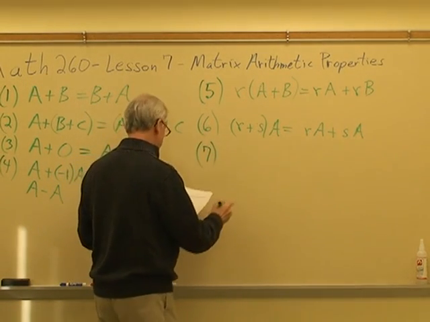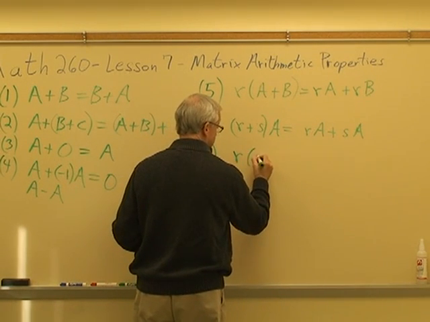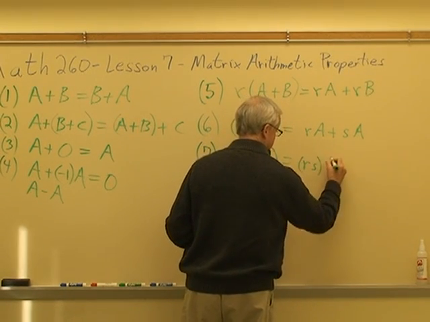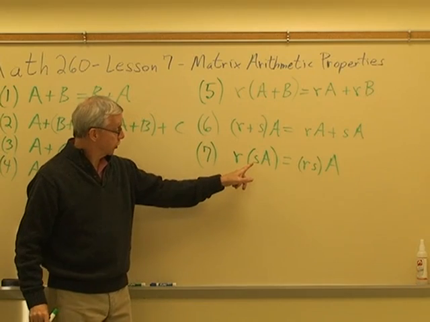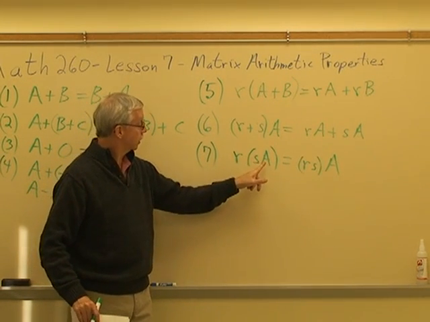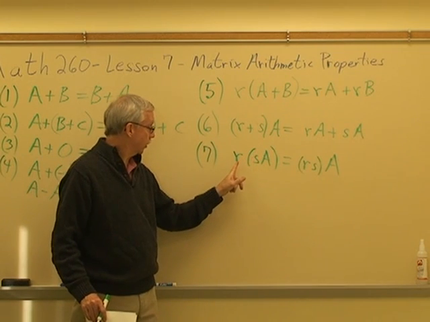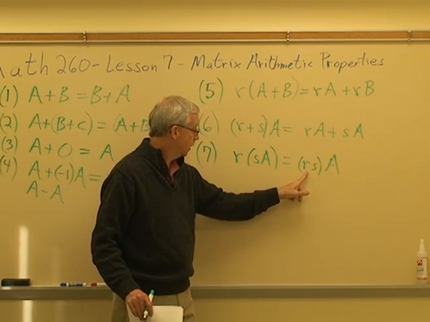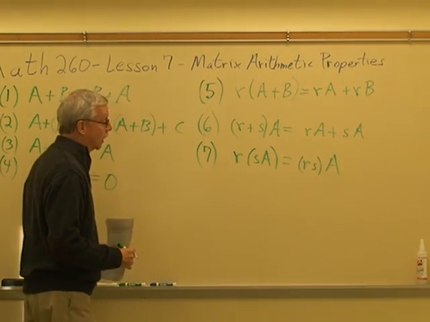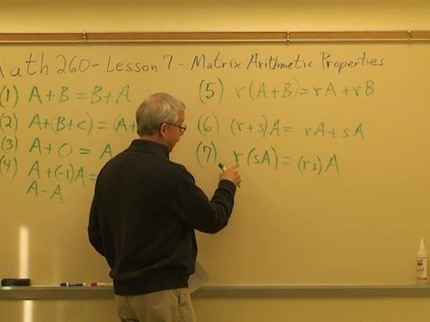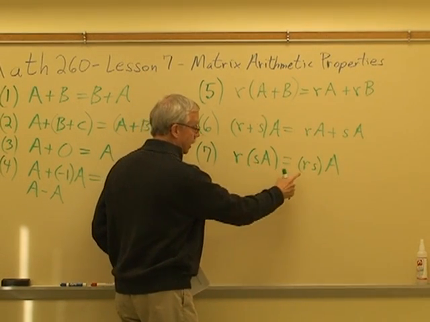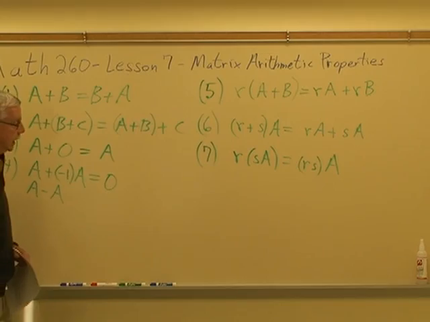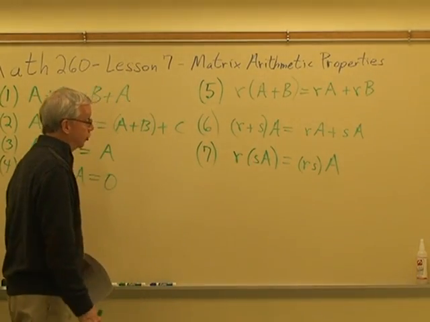Property 7, just like the vectors. If I multiply a matrix by a scalar, get the answer, which is a matrix, and multiply that new matrix by the scalar r, I get the same result as if I multiplied the scalars first, and then took that answer and scaled the matrix once. Again, here the multiplication is real number times matrix, and here the multiplication is real number times real number, but I get the same answer either way. It's called the compatibility of scalar multiplication.